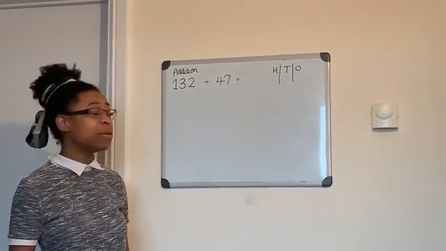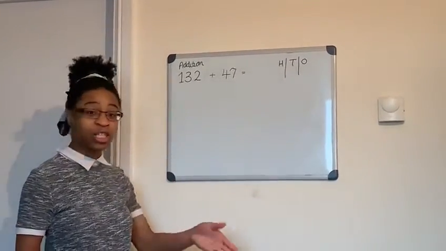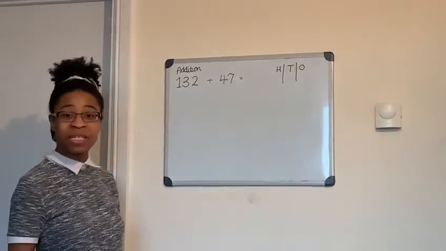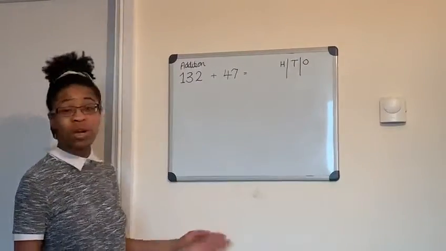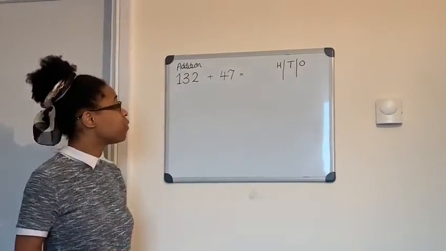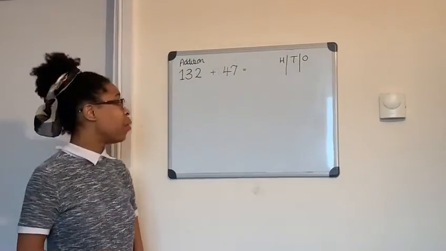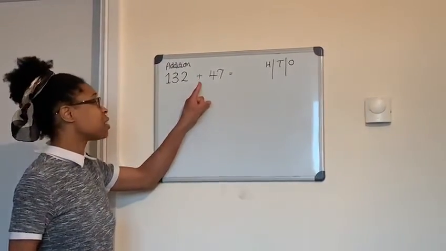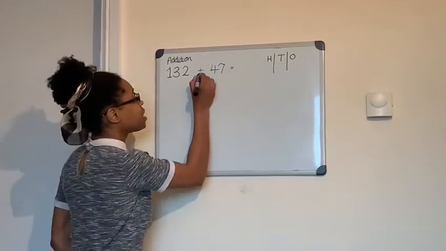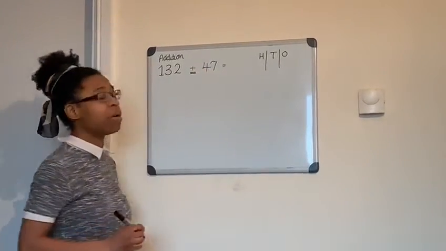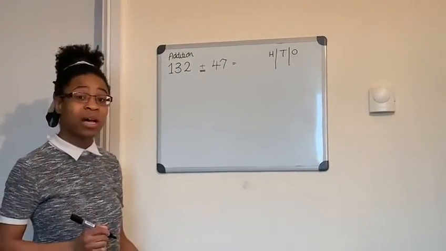Hi everyone, today we'll be looking at the column method, addition. So we have two numbers here. We have 132 plus 47. Now, I just want to look at the sign in between. This sign is representing add or plus.